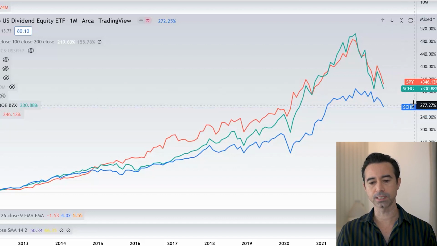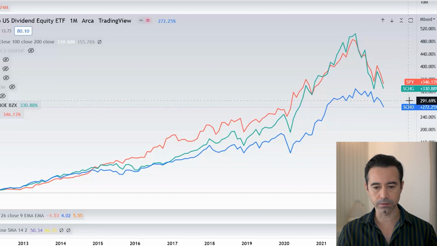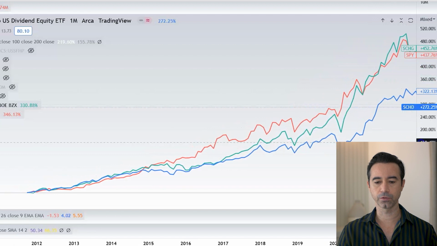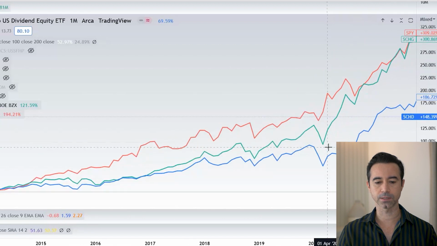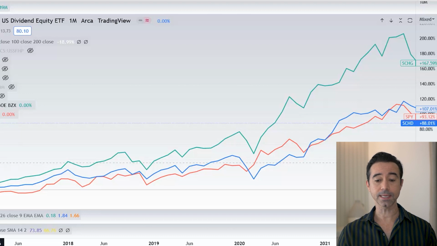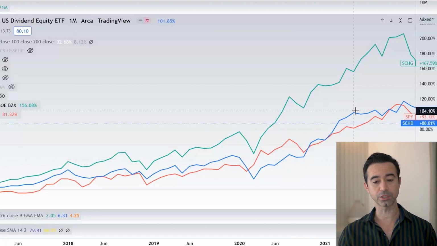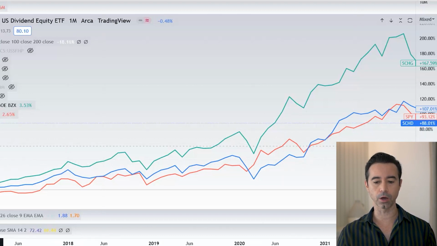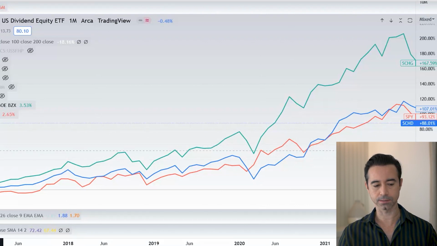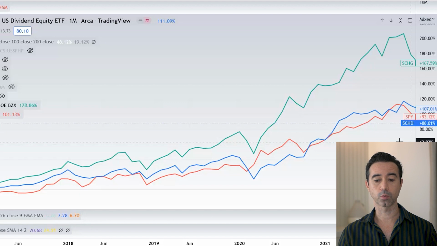So SCHG has underperformed SPY by a little bit, but I want to show you something when you look back in a different context. If you go back to December of 2016, you can see that SCHD actually outperformed VOO from January of 2017 until January of 2022.